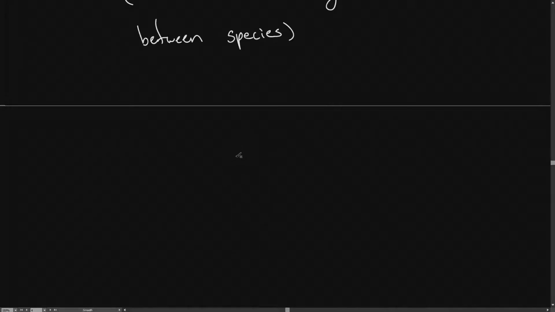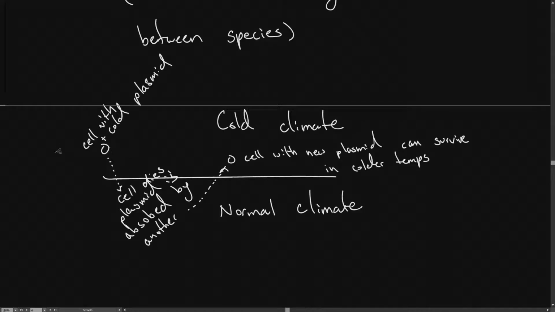For example, a plasmid can allow a cell to survive in very high or very low temperatures that other cells may not. So here I've drawn out a certain example. First we have a cell with a plasmid that allows for cold resistance, and I've just written plus cold.